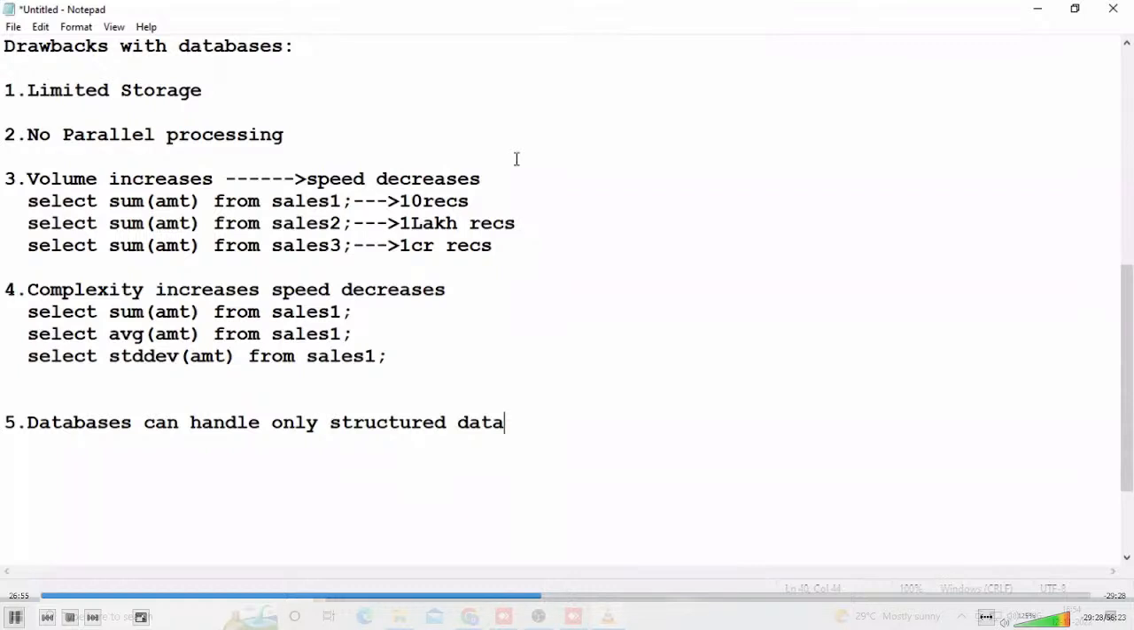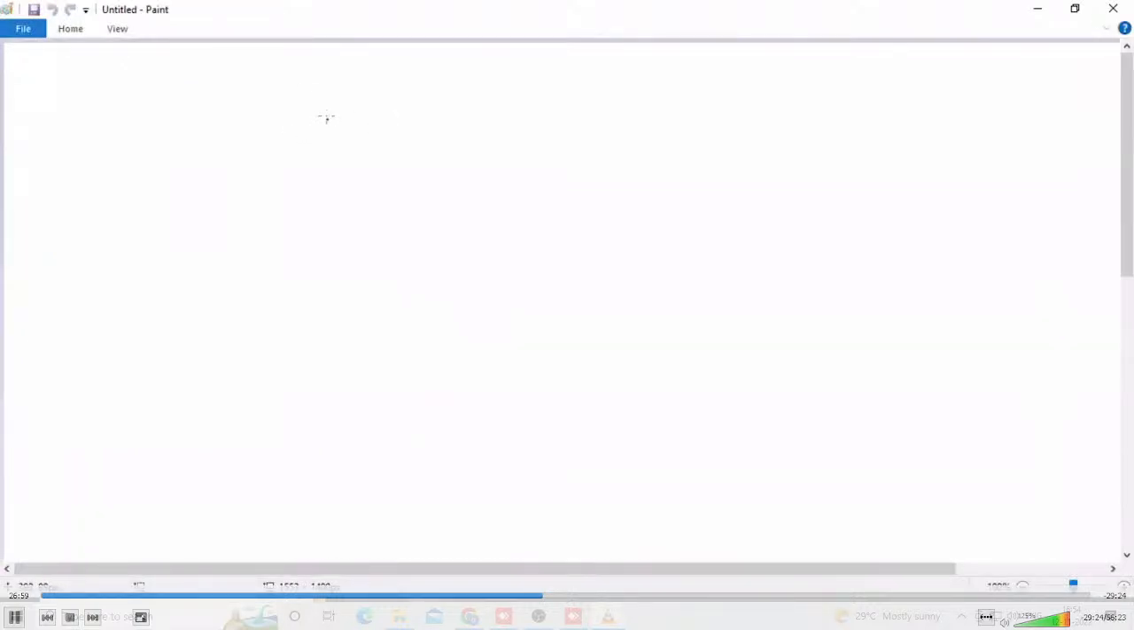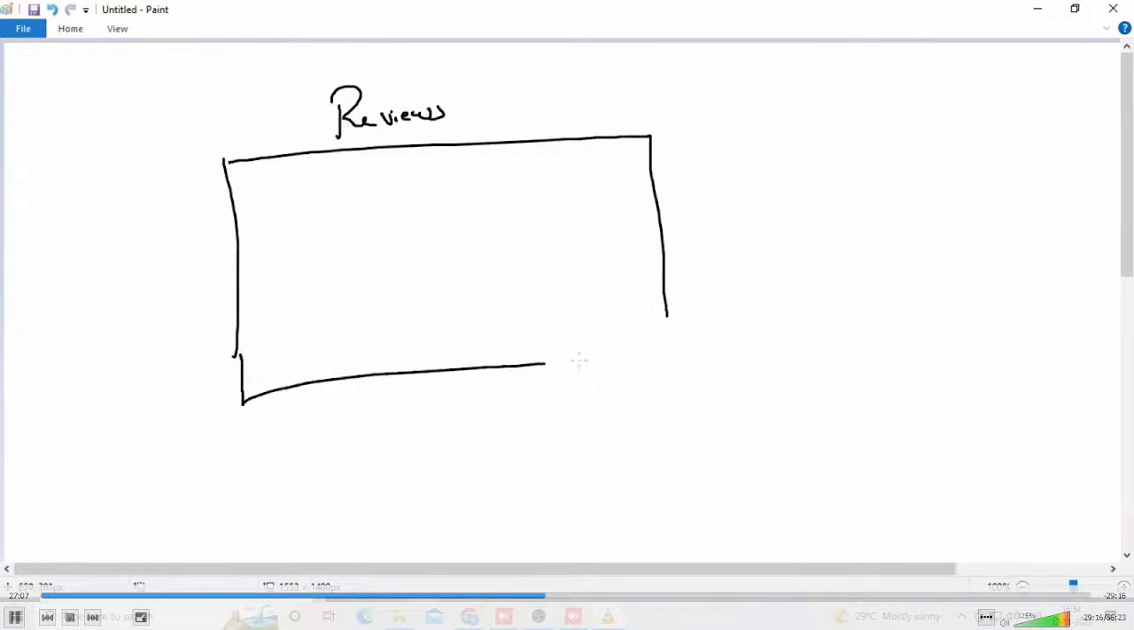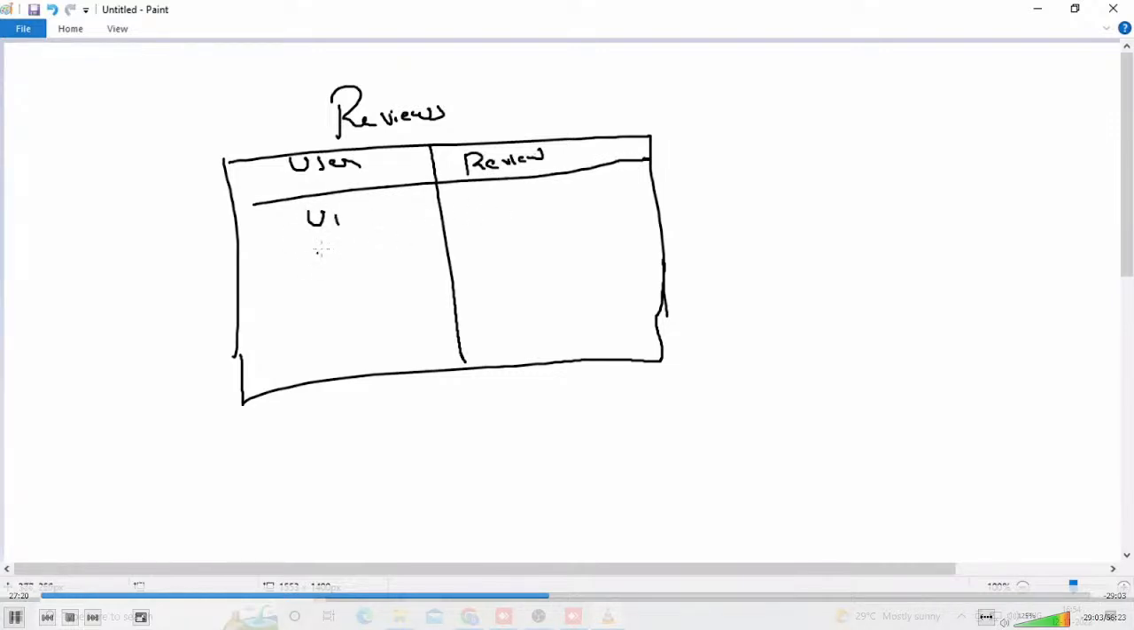For example, just observe this. I want to take reviews for a particular movie. I have a table like this, with user and review: user 1, user 2, user 3, 100 users giving reviews. The first person says the movie is good, the second person says the movie is not good. 1 indicates good, 0 indicates bad. They are giving feedback in the form of zeros and ones. So can I write an SQL query to count the number of goods and not goods, the number of ones and zeros here? Yes.